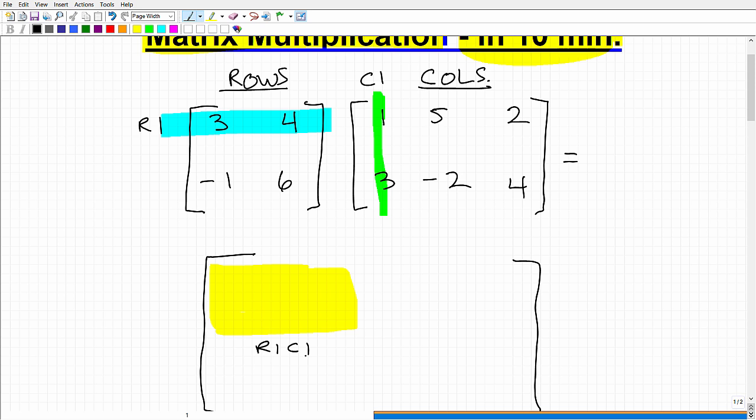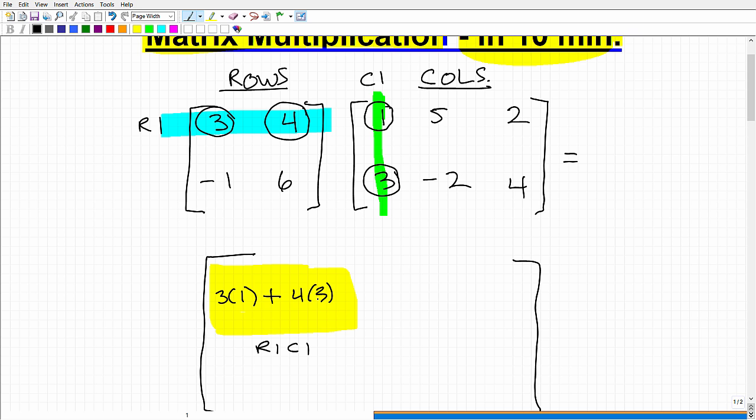Now, here is what you do. You take the first number of the row, and you're going to multiply it by the first number of the column. So that's going to be 3 times 1. Okay, see what I just did? Then you're going to put an addition sign. You're going to add. And then you're going to move forward along the row, so you're going to move to this guy, and you're going to move down on the column. You're going to do the same thing. You're going to multiply 4 times 3. Do you understand what I just did?